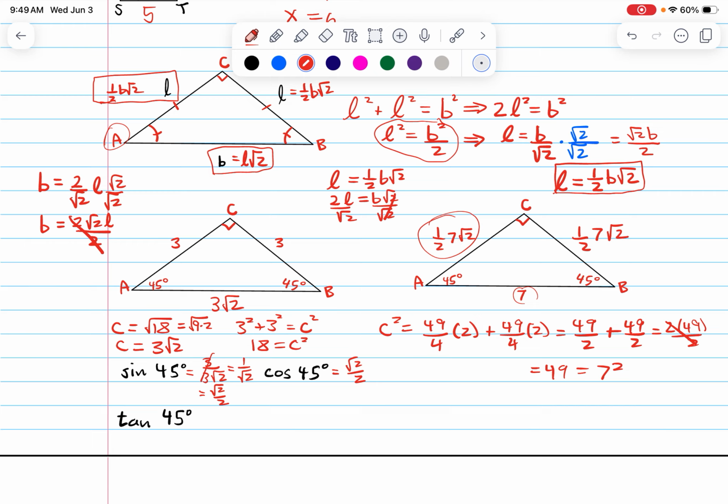And then tangent is opposite over adjacent. So that's going to be 3 over 3, which is 1. So sine is square root of 2 over 2, cosine is square root of 2 over 2, and tangent is 1. So those are things to remember also about these are called special angles. But these are values that it's good to lock into your mind. That the sine of 45 is square root of 2 over 2, the cosine is square root of 2 over 2, and tangent is 1. Okay.